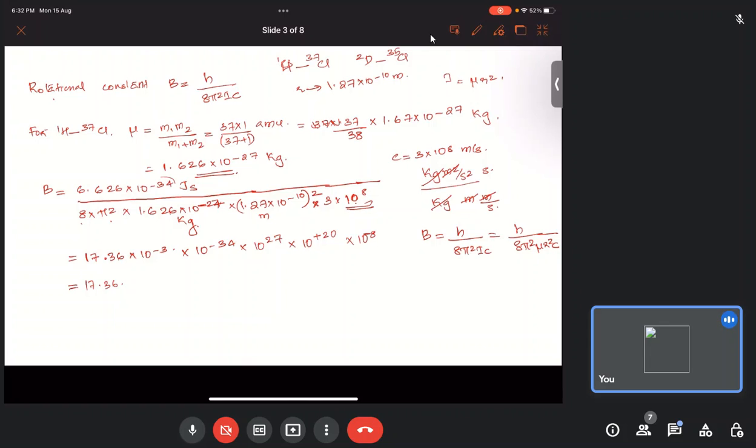There is some problem with the calculation. 27 plus 20 minus 34 minus 8. Check, plus 2 meter inverse. So we have to find how much it is in centimeter inverse.